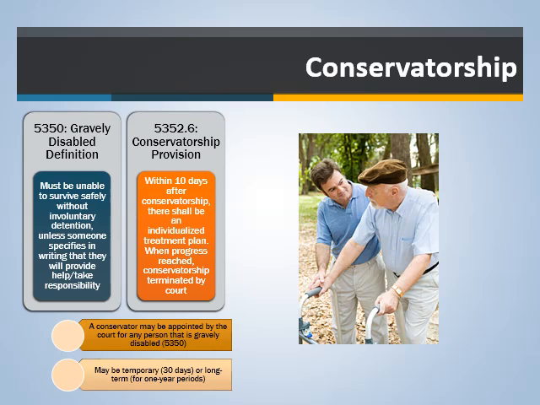So what is conservatorship? It's anyone that the court appoints, somebody who's going to take care of someone who is gravely disabled as the result of mental disorder or chronic alcoholism. This can be 30 days, short-term or long-term, for renewable 1-year periods.